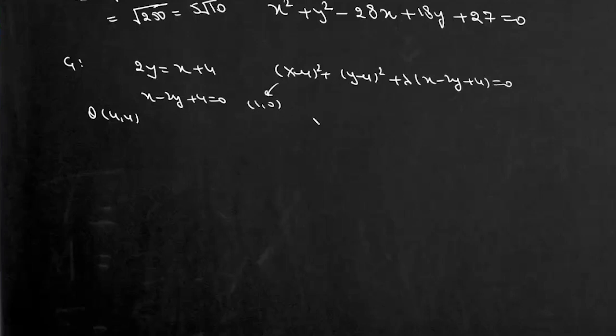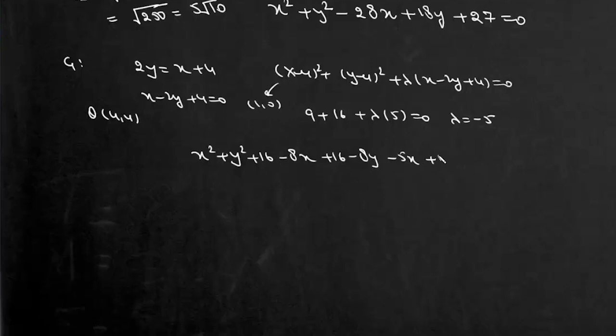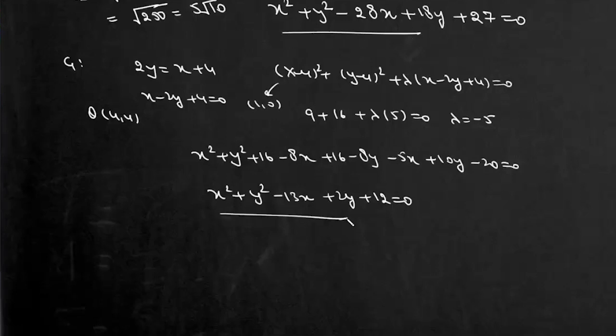It'll pass through (1, 0). So this is 9 plus 16 plus lambda times 5 equals 0. So the value of lambda is minus 5. So we'll get this equation as x square plus y square plus 16 minus 8x plus 16 minus 8y minus 5x plus 10y minus 20 equals 0, or it'll be x square plus y square minus 13x plus 2y plus 12 equals 0.